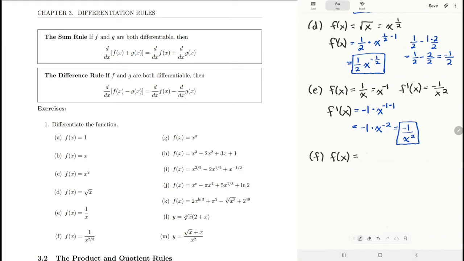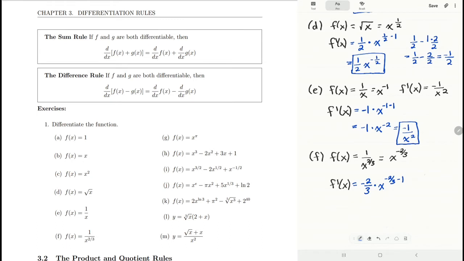In the next example, we have f is 1 over x to the power of 2/3. And so once again, let's rewrite it so that it's a negative exponent. So this is the same as x to the negative 2/3. And then we can apply the power rule where the exponent is negative 2/3. So we multiply negative 2/3 in front, and then we subtract 1 from the exponent. So we have negative 2/3 minus 1.